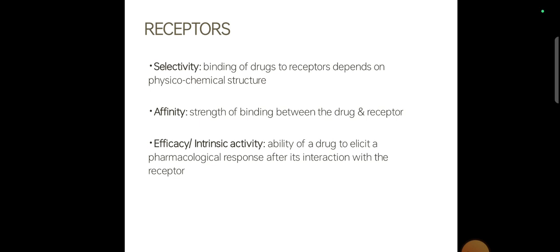Selectivity, affinity, efficacy. Selectivity of receptors: binding of a drug to receptors depends on the physiochemical structure. Affinity of receptors: strength of binding between the drug and receptors. Efficacy or intrinsic activity: ability of a drug to elicit a pharmacological response after its interaction with the receptors.